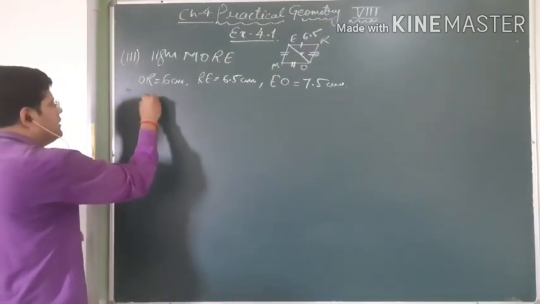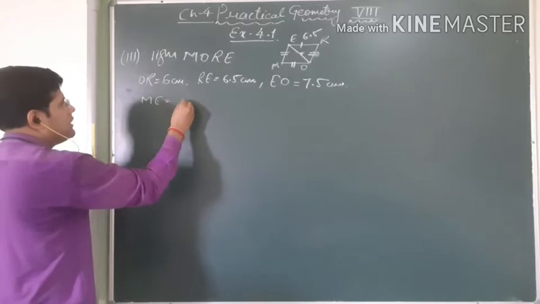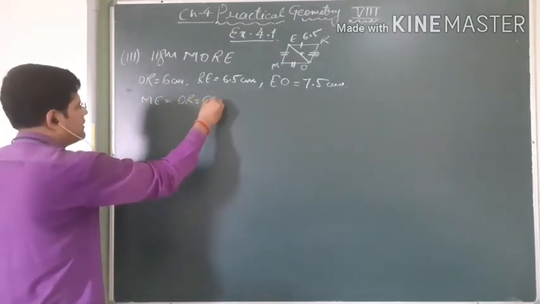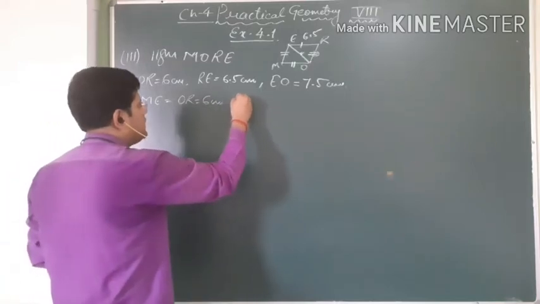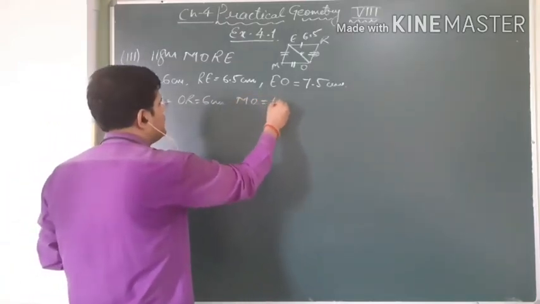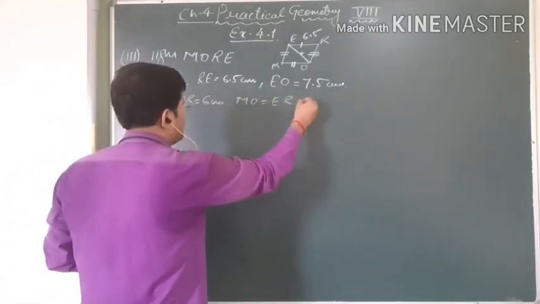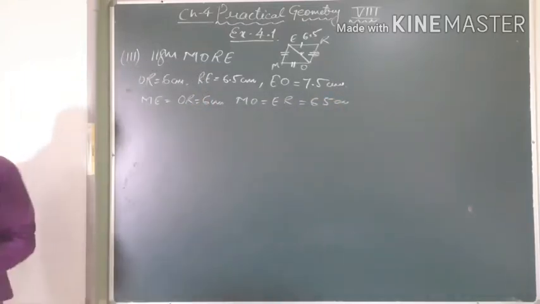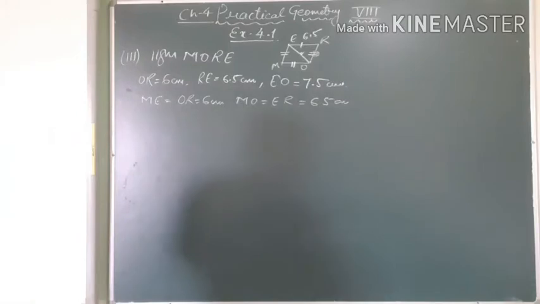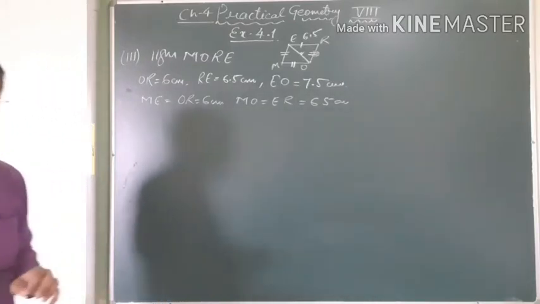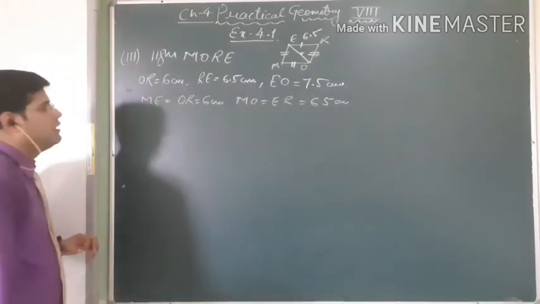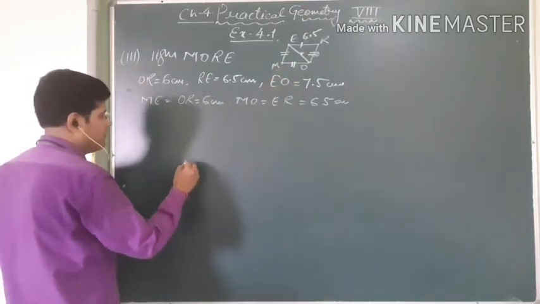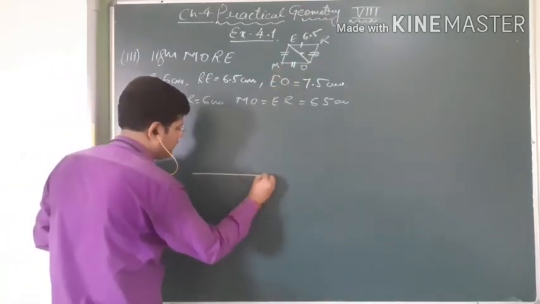So ME, what is it? It is the same as OR, 6 cm. And the next one, MO, is equal to ER, equal to 6.5 cm. Now I am going to start making the quadrilateral, which is very simple to make. First of all, we take the 6.5. So OM is equal to 6.5.